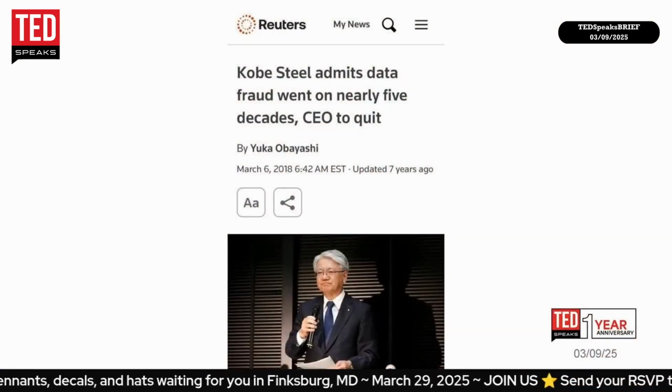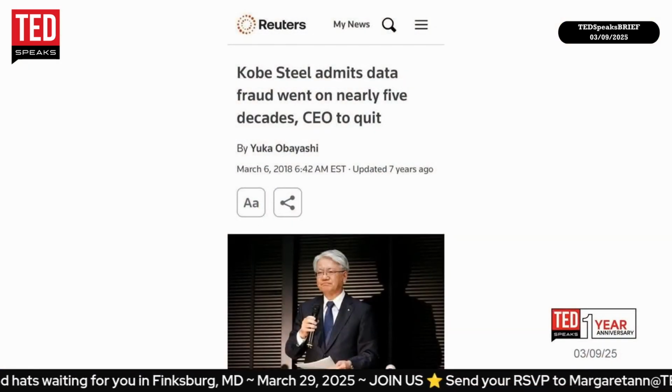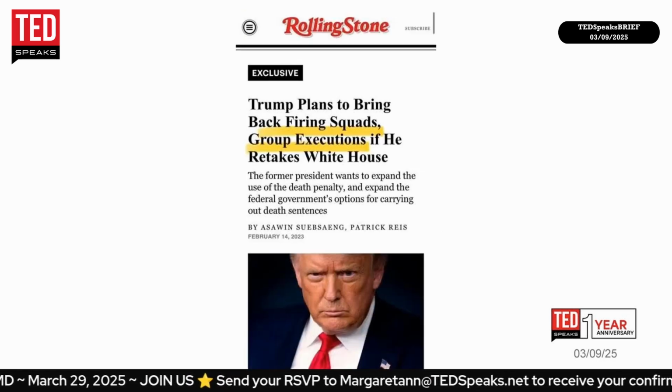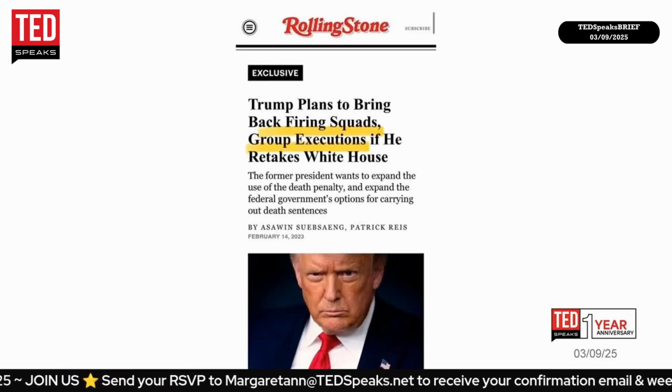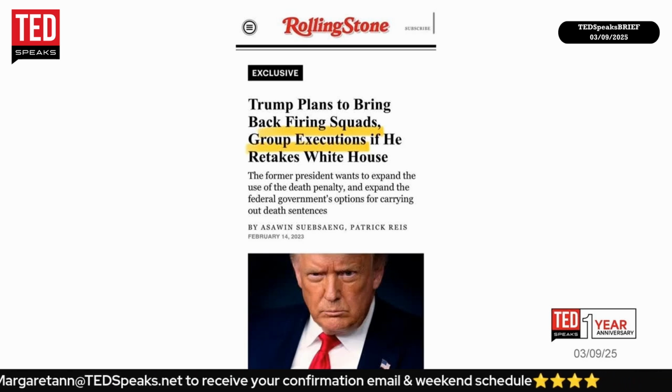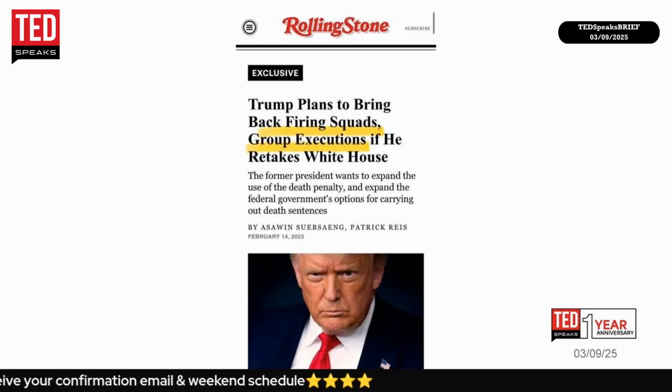Kobe Steel admits data fraud went on nearly 5 decades. See, 50 years? Gosh, that's a long time. Trump plans to bring back firing squads, group executions if he retakes the White House. That's from, of course, 2023. He did retake the White House. So I guess the former president wants to expand the use of death penalty and expand the federal government's options for carrying out death sentences.